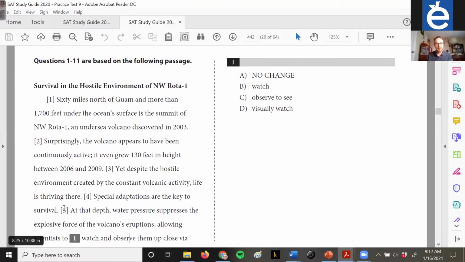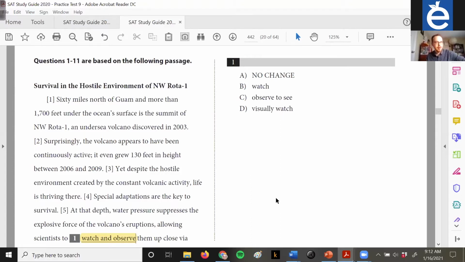So right here at number 5, or rather number 1, we're being given the phrase watch and observe. Now, before I freak out about what might be wrong about that, I'm just gonna pop on over here. And it looks like we're being tested on word choice. One which just has the opportunity for watch, one which has the option observe to see, and one which has visually watch.